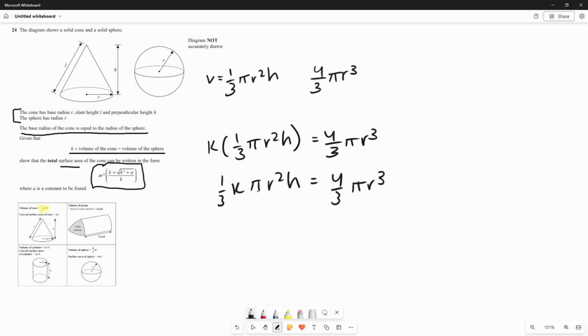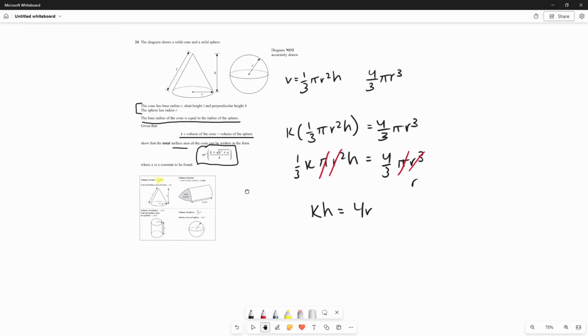So we can do a bit of simplification here. We can cancel the pi, we can cancel the 3, and we can get rid of the r squared, which will turn into r. And we can multiply it by 3. So that will be k h equals 4r. And now it's asking us to find the surface area.